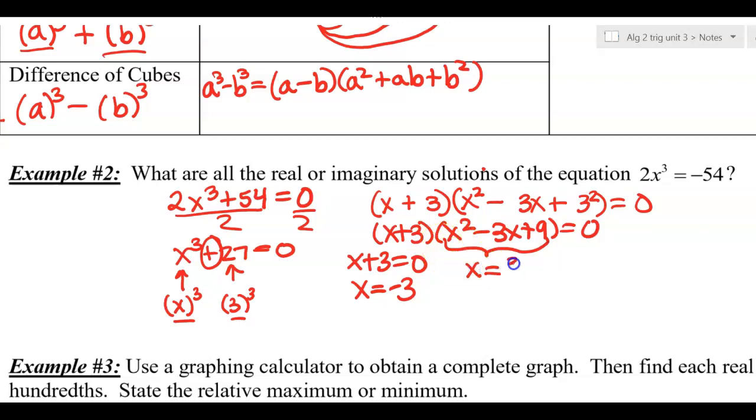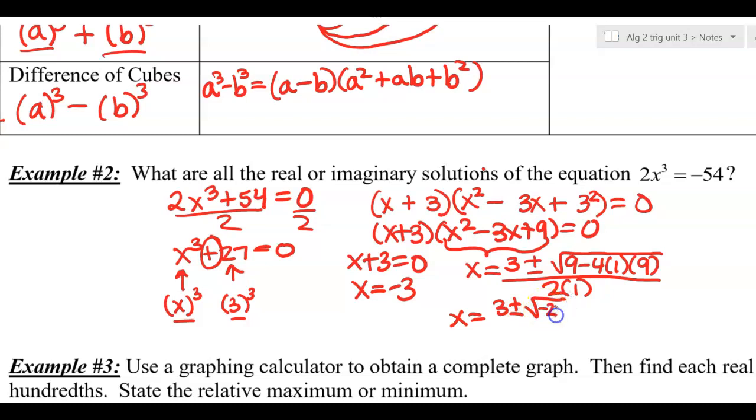So x equals negative b plus or minus square root of b squared minus 4 times a times c, all over 2a. So inside the radical, we have 9 minus 36. So that's like negative 27. And how does the square root of negative 27 simplify?